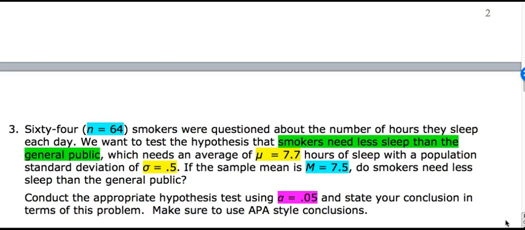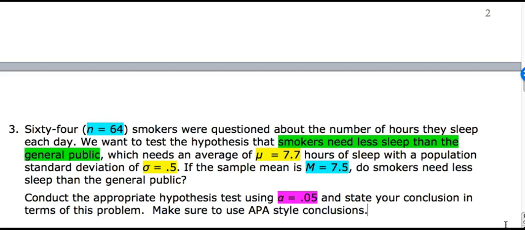n equal to 64 smokers were questioned about the number of hours they sleep each day. We want to test the hypothesis that smokers need less sleep than the general public, which needs an average of mu equal to 7.7 hours of sleep, with a population standard deviation of sigma equal to 0.5. If the sample mean is M equal to 7.5, do smokers need less sleep than the general population? Conduct the hypothesis test using alpha equal to 0.05 and state your conclusion in terms of this problem. Make sure to use APA-style conclusions.